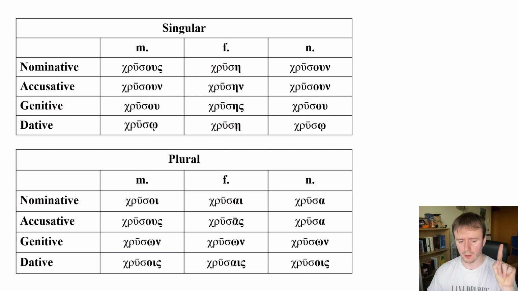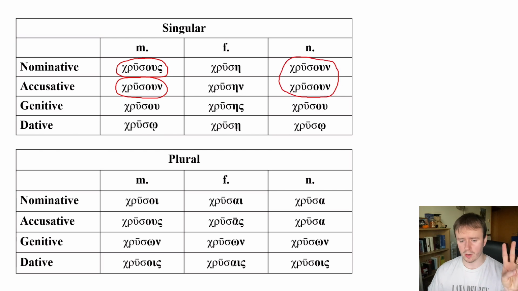Firstly, we said that contract adjectives have -ous rather than -os. We see that in the masculine nominative singular form, which is chrusous. Secondly, I said that they have -oun rather than -on. We see that in the masculine accusative singular with chrusoun. And we also see it in the neuter nominative and accusative singular.